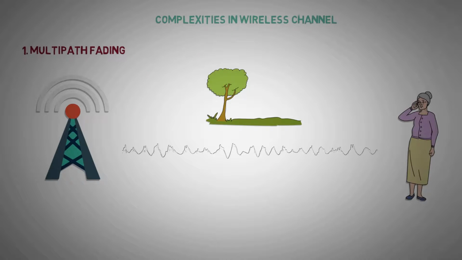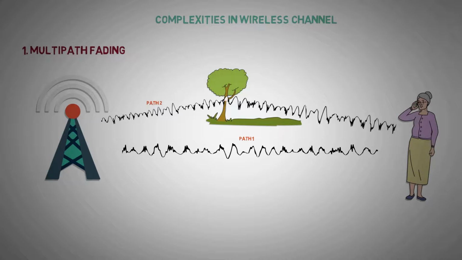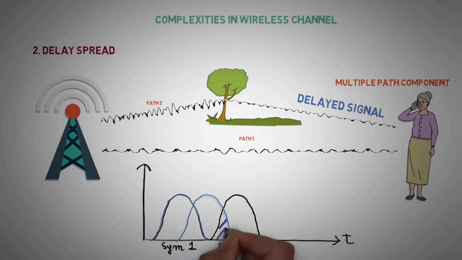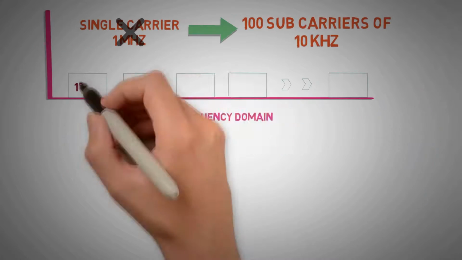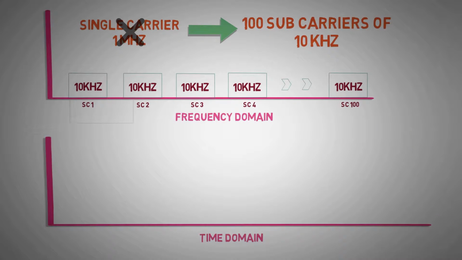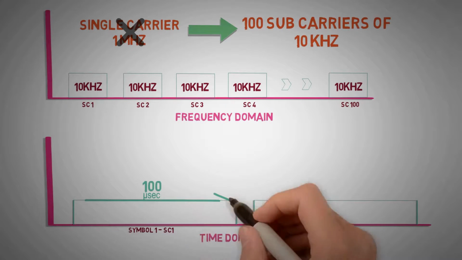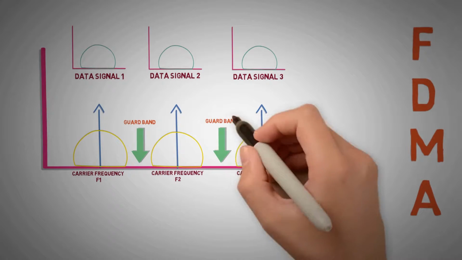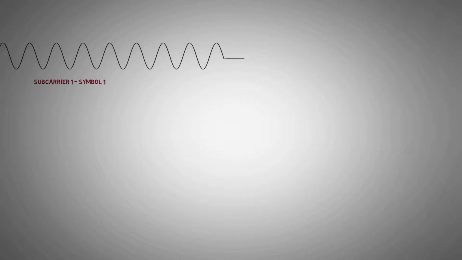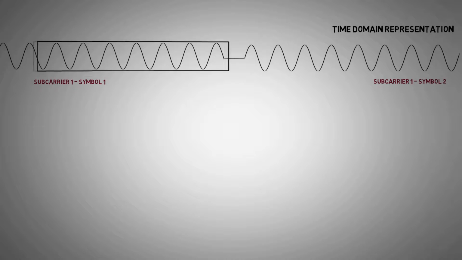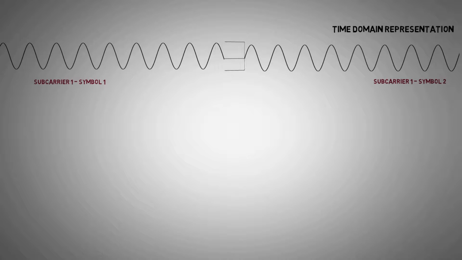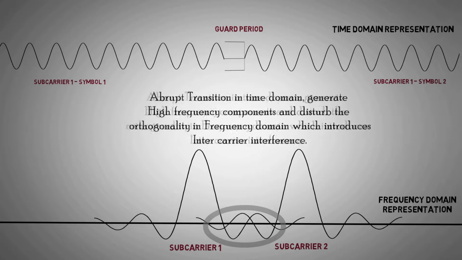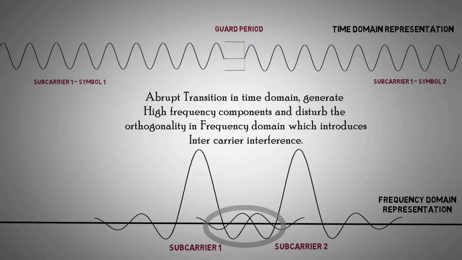Now, previously we have shown that in a wireless channel, due to multipath propagation, we face delay spread and inter-symbol interference. We have also discussed how its effect can be reduced by increasing the symbol duration, and how guard periods were used to eliminate it. But abrupt changes in the time domain during the transition from symbol to guard period cause intercarrier interference in the frequency domain, and disturb the orthogonality between subcarriers.